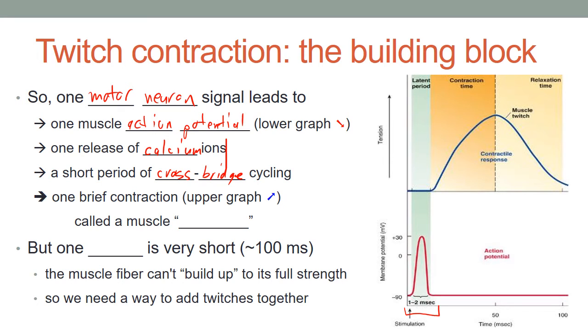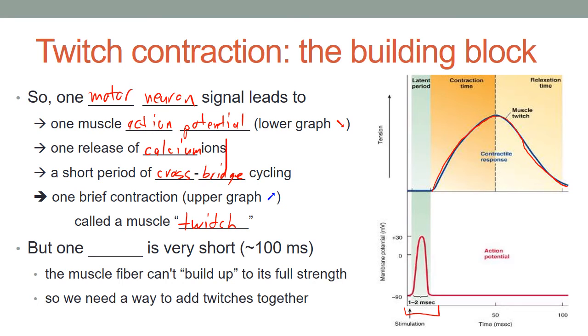Look at the upper graph over here, and you'll see that when we talk about a brief contraction, the muscle starts building up strength, and then about 50 milliseconds in, the calcium starts getting sucked back up into the sarcoplasmic reticulum, and we slack off on our contraction. We call this a single twitch. That is actually the technical term for it. It's called a muscle twitch.